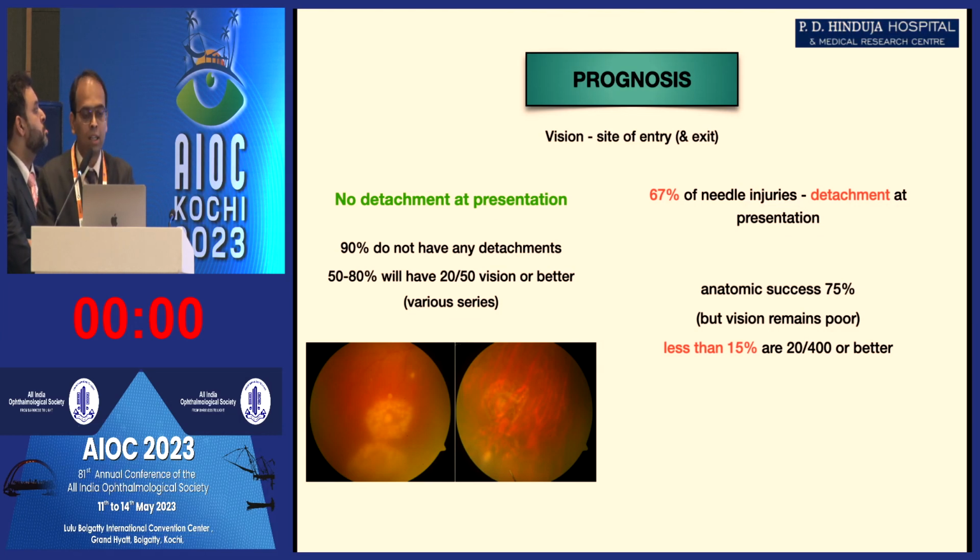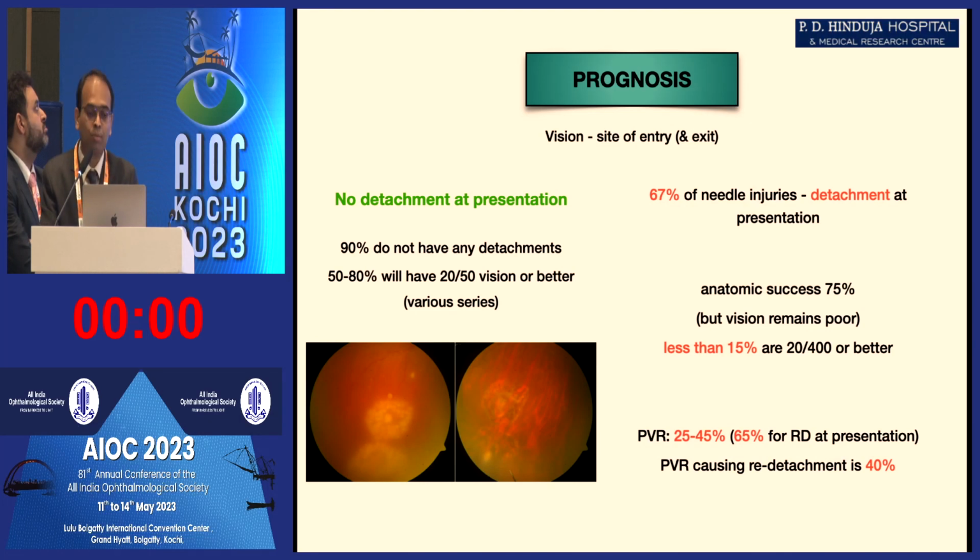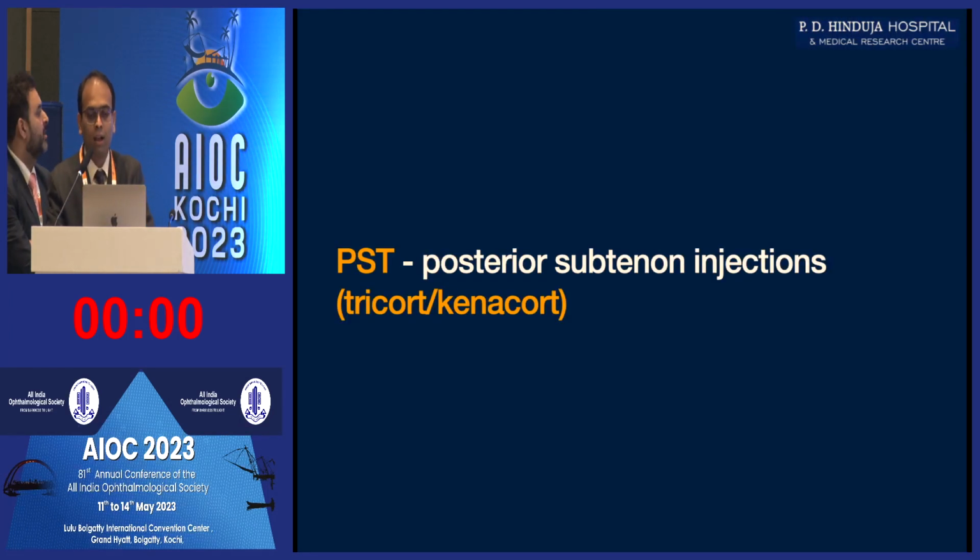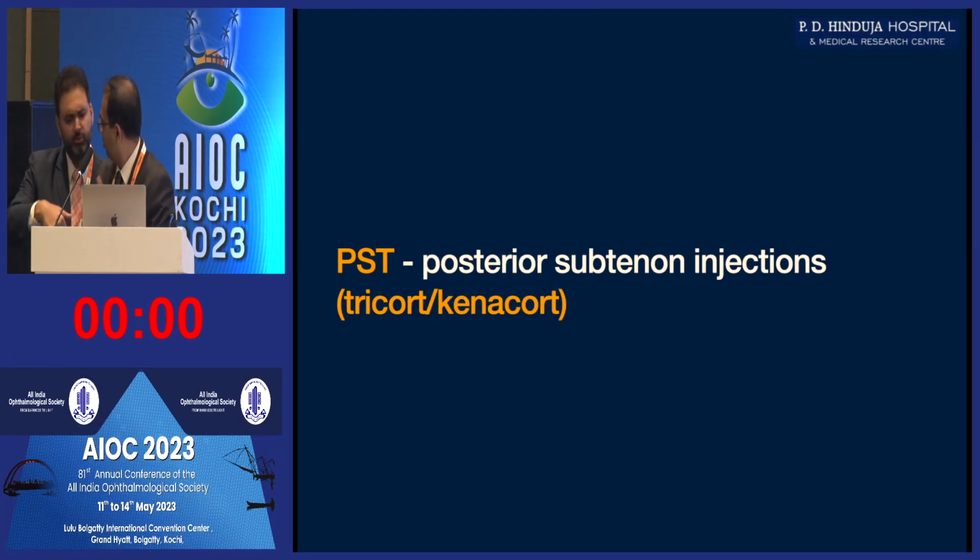If there is a detachment at presentation, which is in about 67% of the cases, the anatomic success is less. It may be there, but the vision remains poor. PVR can be there even at presentation, and PVR can cause redetachments as well. Quickly, okay, thank you.